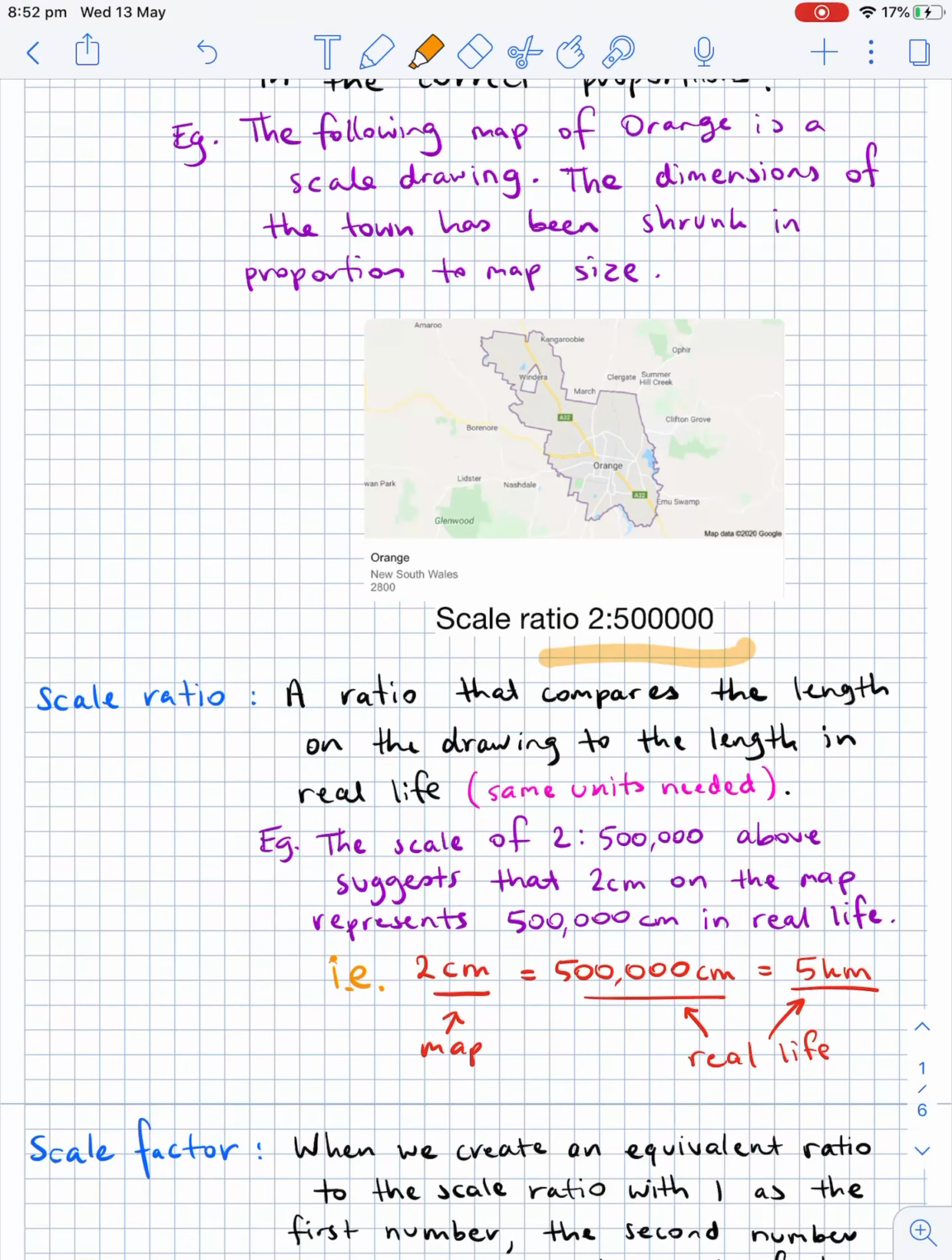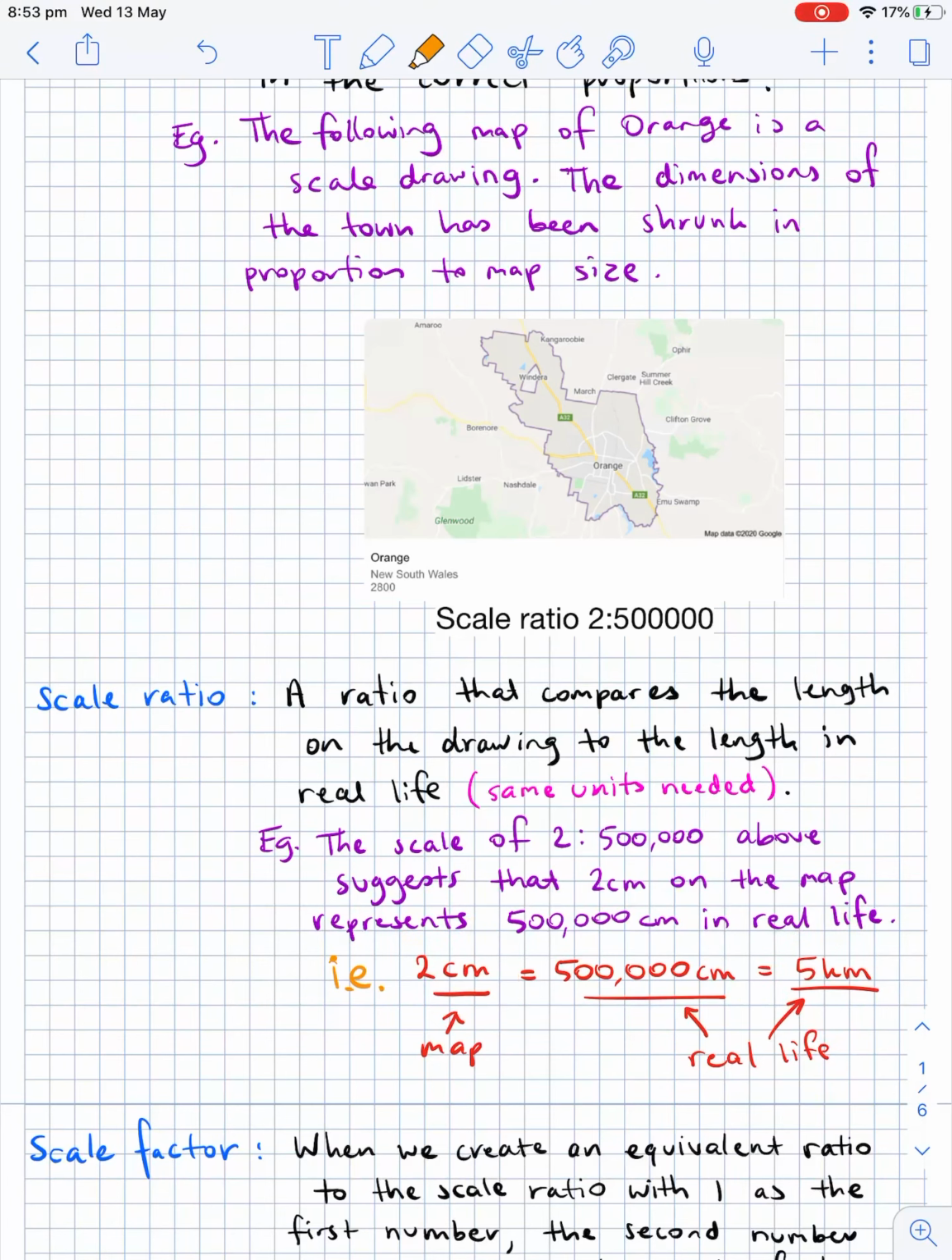So e.g., this scale of 2 to 500,000, as you see here, suggests that 2 centimeters on the map. So the map part comes first. You've got to remember that. That 2 centimeters represents 500,000 centimeters in real life. So another way to say that is that 2 centimeters on the map is equal to 500,000 centimeters in real life. We can convert this to nicer units. We can convert 500,000 centimeters into 5 kilometers. So 2 centimeters on the map roughly represents 5 kilometers in real life.